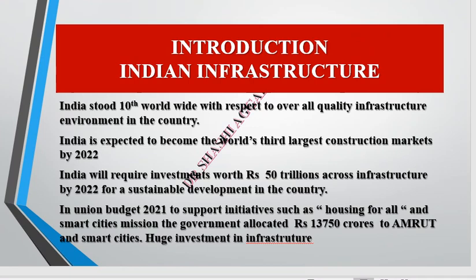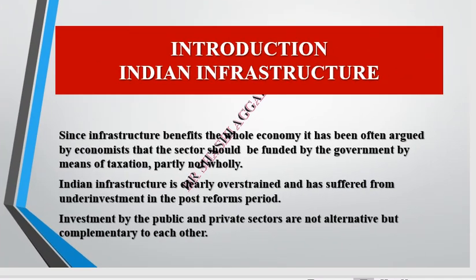In the union budget, which was presented in 2021 to support initiatives such as Housing for All, Smart City Mission, the government allocated rupees 13,750 crore to Amrit and smart cities. So huge investment is needed in infrastructure, and the government is making huge investment in the development of infrastructure.